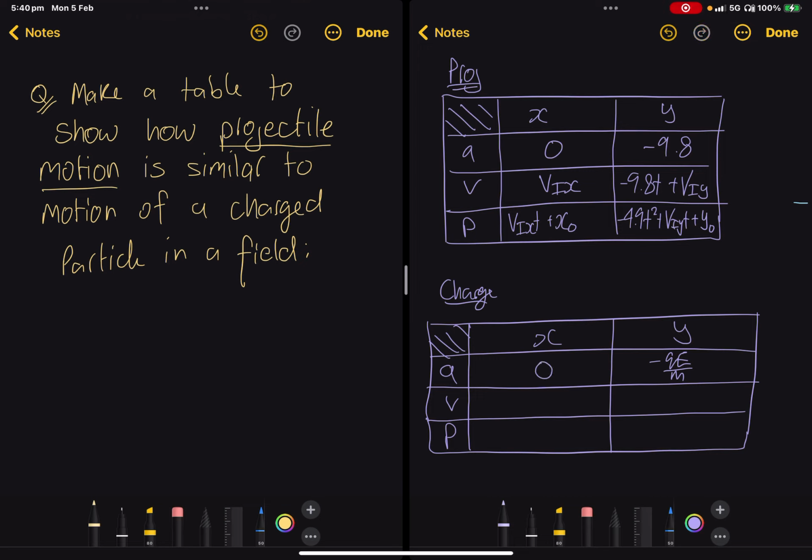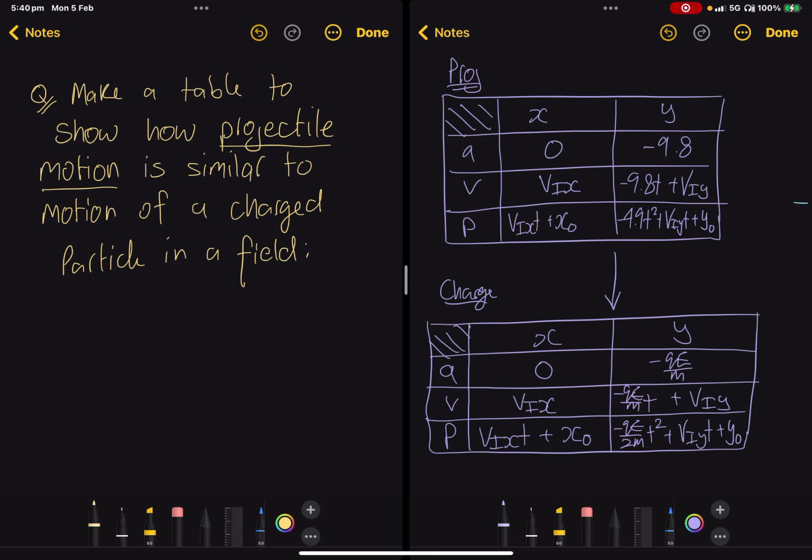This means the velocity in x is just going to be the initial velocity in x. The velocity in y will be minus QE on m times time plus the initial velocity in y. Then the position for x will be the initial velocity in x times time plus the starting position for x. Then for y, we will have negative QE on 2m times time squared plus the initial velocity in y times time plus the y starting position.